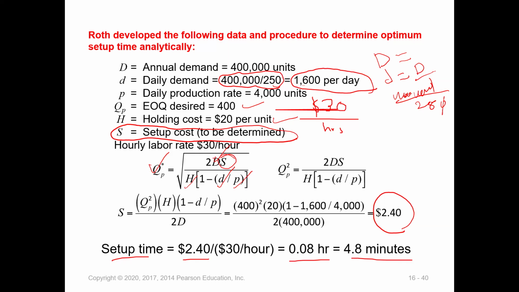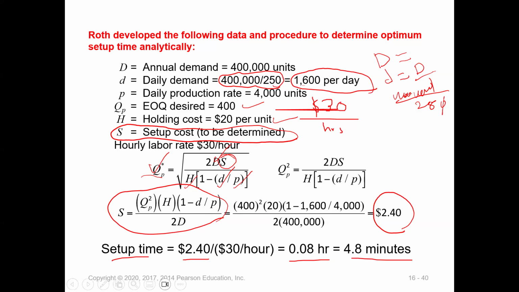Of course, if you rearrange this equation, you square both sides, and then you divide by this term, and then you divide by 2DS, you will end up with this term here, which is Q_p squared times H times (1 minus d over p), divided by 2D.